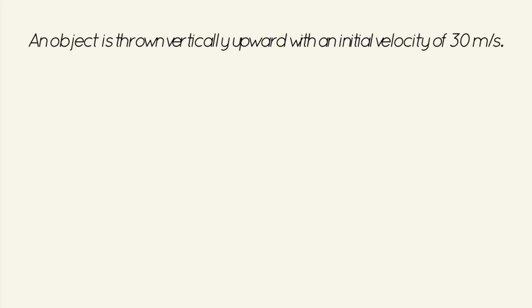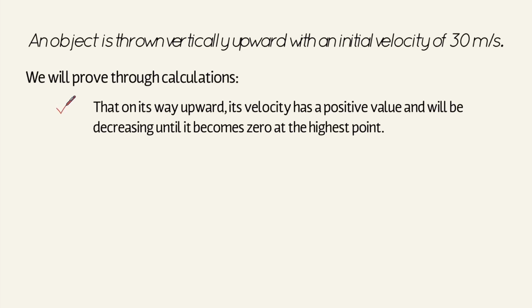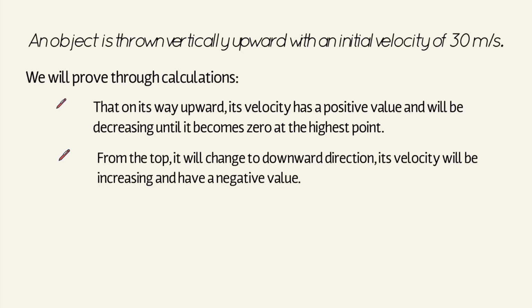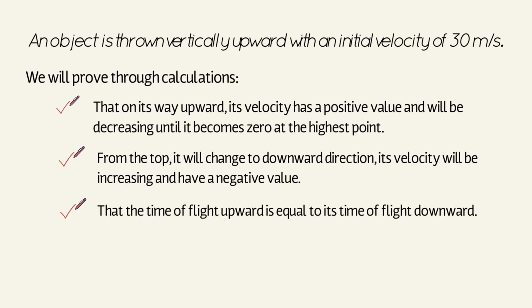For sample problem number 2, I will discuss a type of free fall motion wherein an object is thrown vertically upward with an initial velocity of 30 meters per second. And we will prove through calculations that on its way upward, its velocity has a positive value and will be decreasing until it becomes 0 at the highest point. And then, from the top, it will change to downward direction. Its velocity will be increasing and have a negative value. And that the time of flight upward is equal to its time of flight downward.